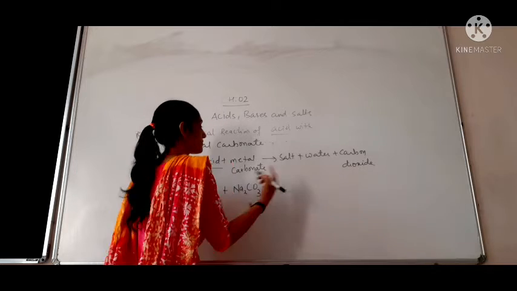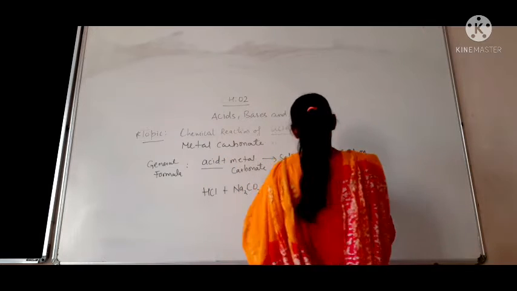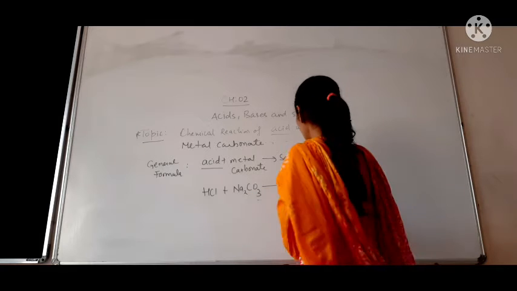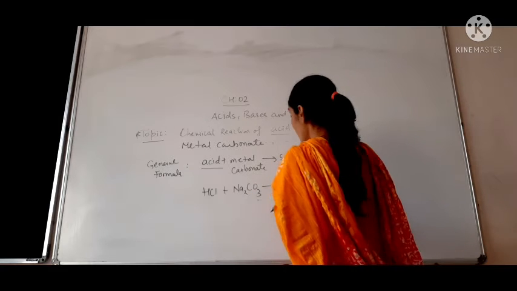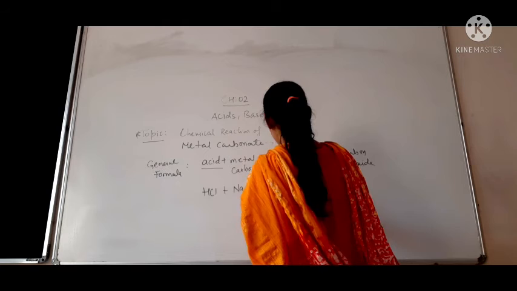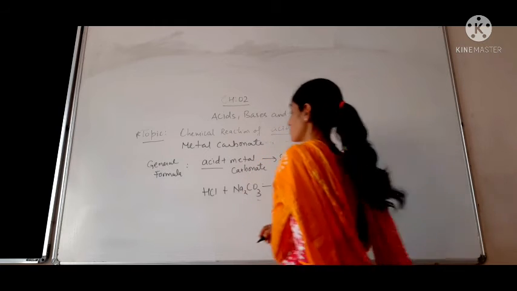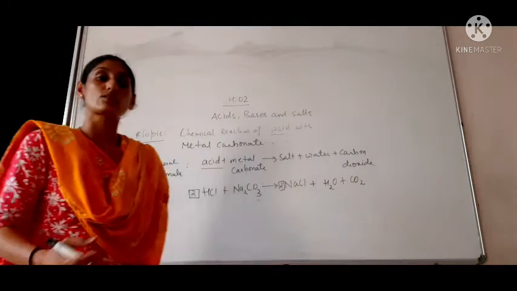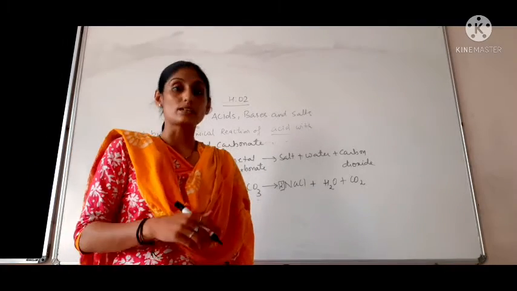First we write the formulas of the water and carbon dioxide. So remaining is Na and Cl. Now here there are 2 Na, so we write 2 before NaCl. So now we have 2 Cl and 2 hydrogen, so we balance by 2 this way. So that is the reaction of metal carbonate with acid.